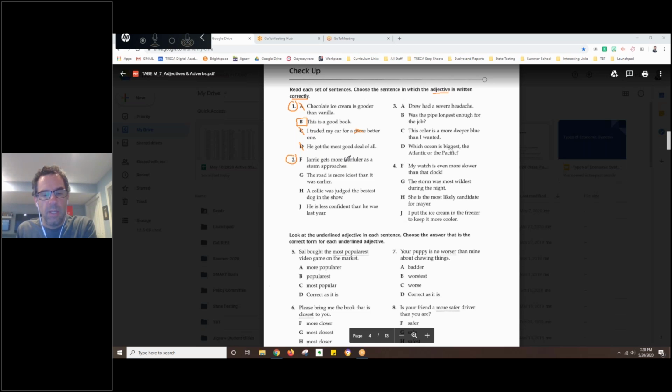Let's try number 2. Jamie gets more fearfuler as a storm approaches. Fearfuler is not a word, so we can cross off F. G says the road is more iciest than it was earlier. This does not agree. More iciest. It does not make any sense the way that it's written. H: A collie was judged the bestest dog in the show. It would make sense if it was a collie was judged the best dog. Bestest is not a word.